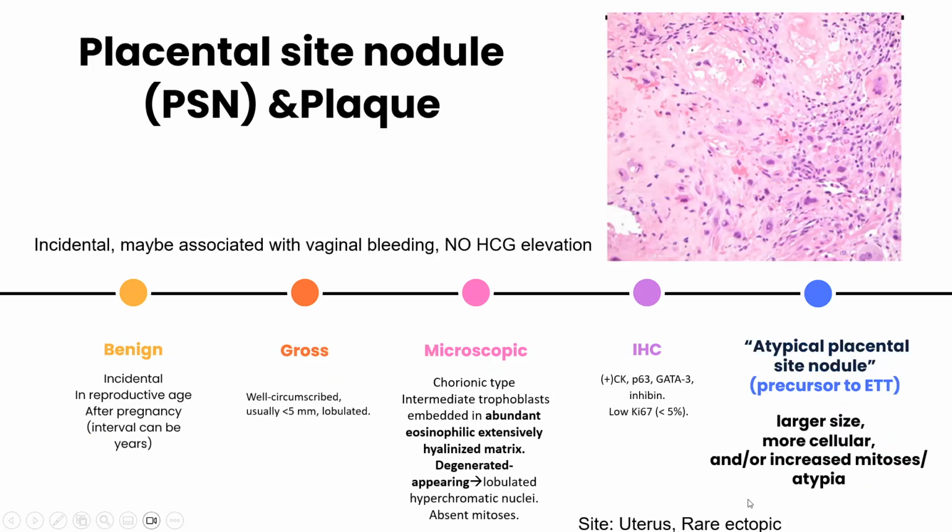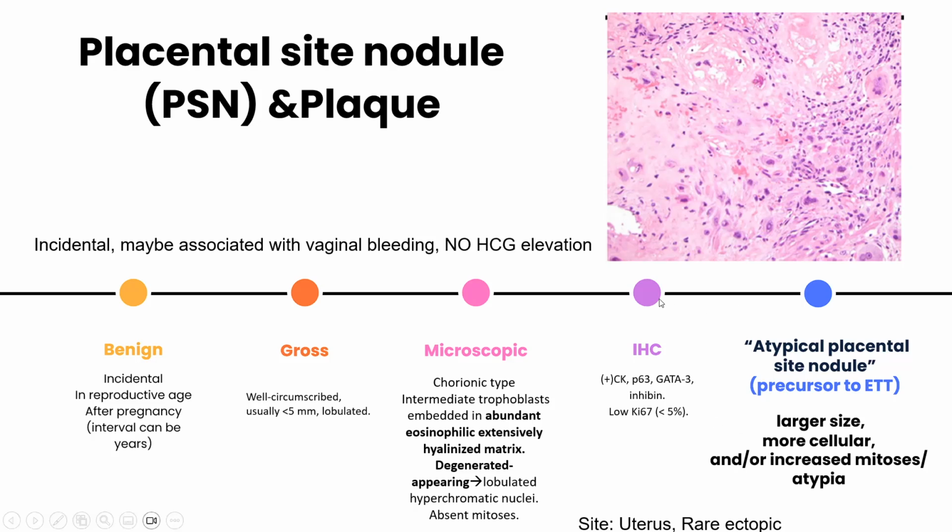What about the placental site nodule or plaque? That's again an incidental finding that may be associated with vaginal bleeding, but no HCG elevation. Again, it's a benign one, and it occurs in reproductive age after pregnancy, but the interval this time might be years. Grossly, it's well circumscribed, but usually the size is less than 5 millimeters. On the microscopic level, it originates from chorionic-type intermediate trophoblasts. This is again an important thing to bear in mind. It's characterized by the presence of an abundant eosinophilic hyalinized matrix.